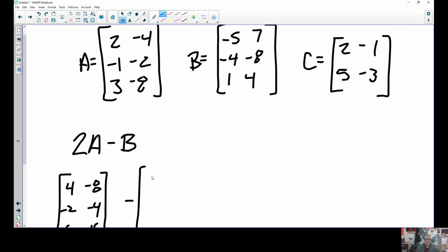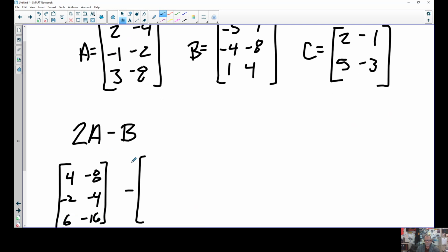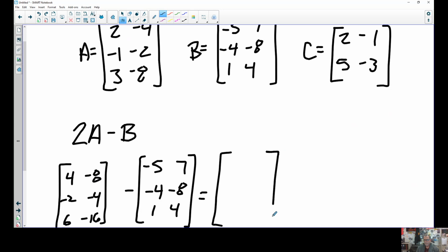So what we're really doing is 2A minus that B that we already saw. And B is -5, 7, -4, -8, 1, 4. And that, again, we look at and say, this is 3 by 2. This is 3 by 2. I can do this subtraction. So my resultant will be 3 by 2. And we just do what it says, 4 minus -5. Minus a negative is adding, we get 9. -8 minus 7 is -15.